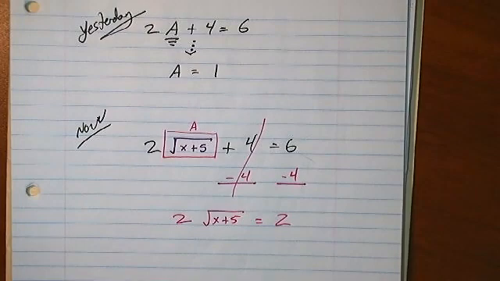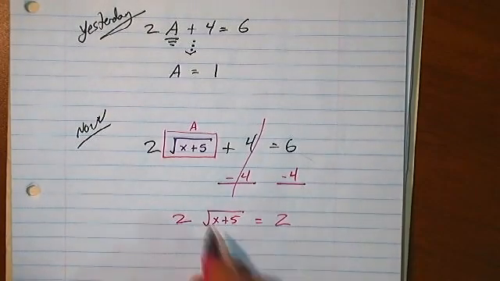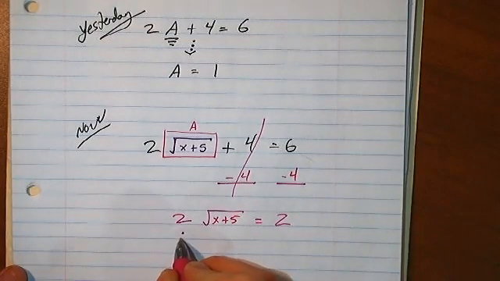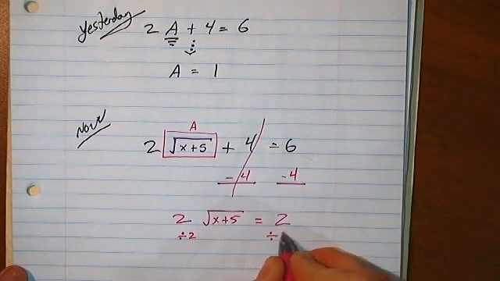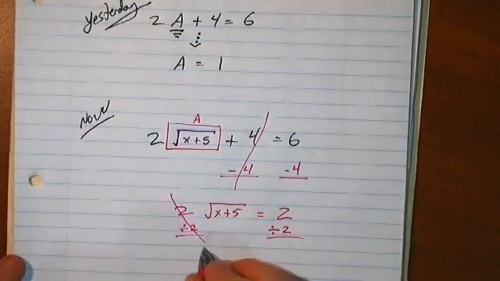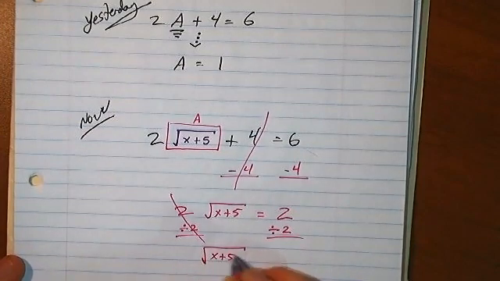2 times that thing that I don't know. Okay. Now, if I want to get this thing that I don't know by itself, the next thing I need to do is get rid of this 2. So I'm going to divide both sides by 2. That makes these go away. I've got this equal 2 divided by 2 is a 1.